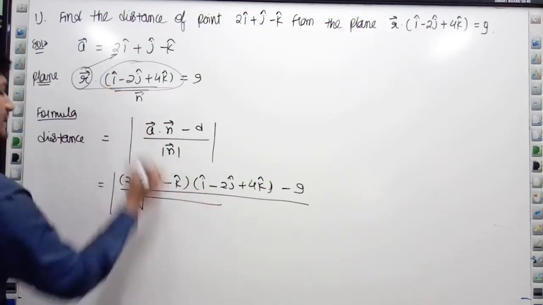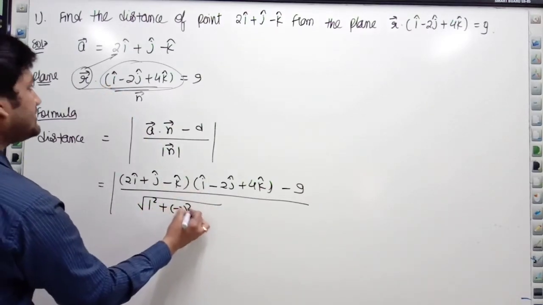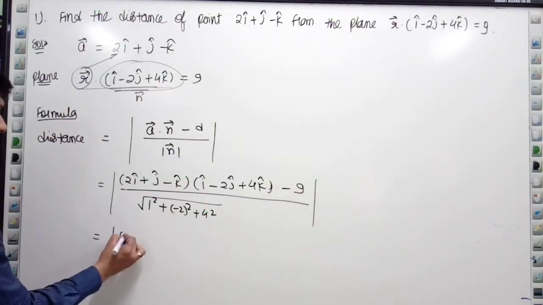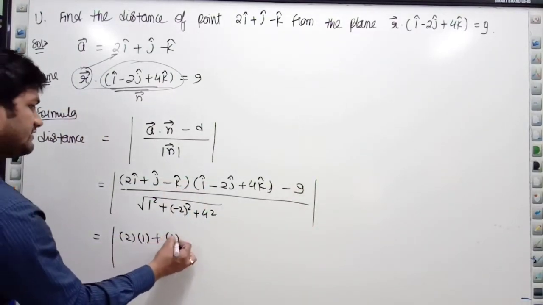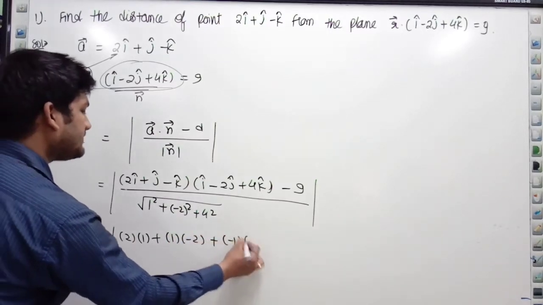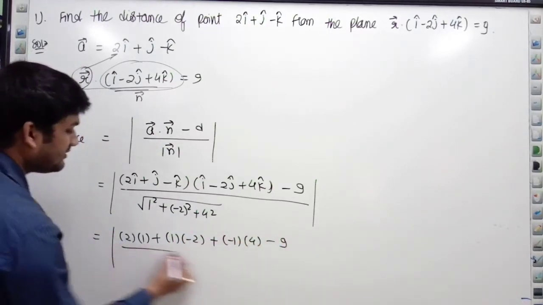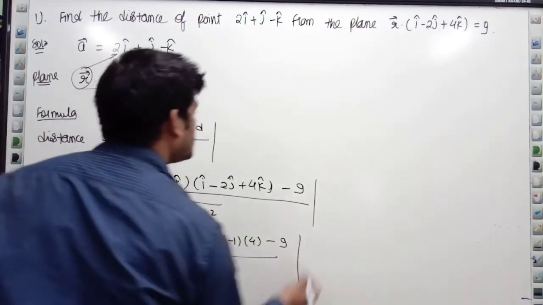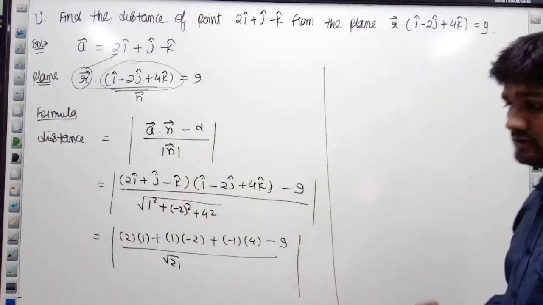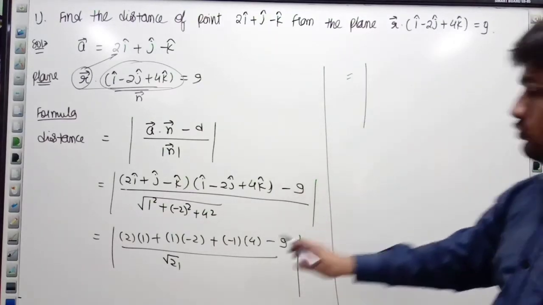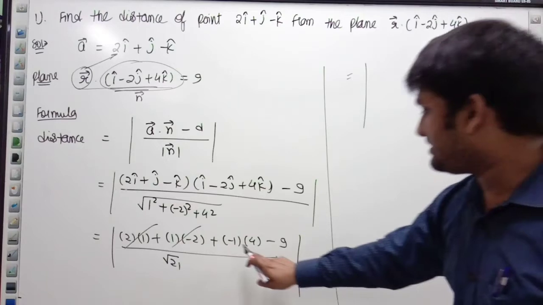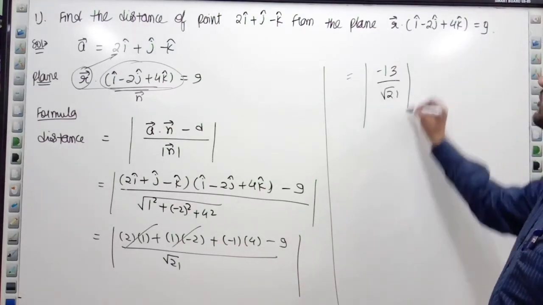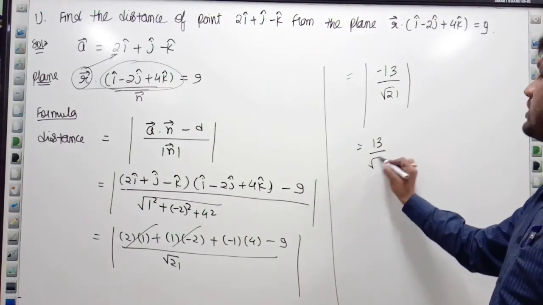Under root, the square of the i component plus the square of the j component plus the square of the k component. So the coefficients of i multiply, 2 into 1, j, 1 into minus 2, k, minus 1 into 4, minus 9 upon 16 plus 4, 20, and 1, 21. So it is 2 and 2 cancel. This is minus 4, minus 9, minus 13 upon under root 21. So we can say 13 upon root 21.